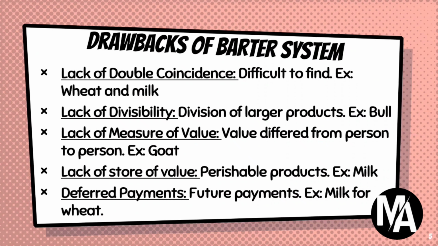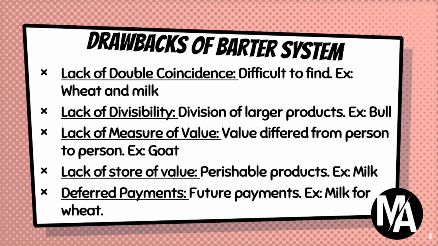The second point is lack of divisibility. There were certain products which were larger in size, and since these were larger, it would be difficult to divide them. For example, if I need 1 bucket of milk in exchange for a bull, it will be difficult for the owner of the bull to divide the bull in exchange for 1 bucket of milk. It would be absolutely absurd and foolish for that person to divide one's bull. And so this was a huge problem, lack of divisibility.